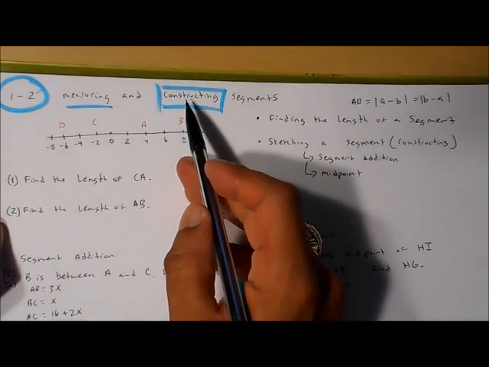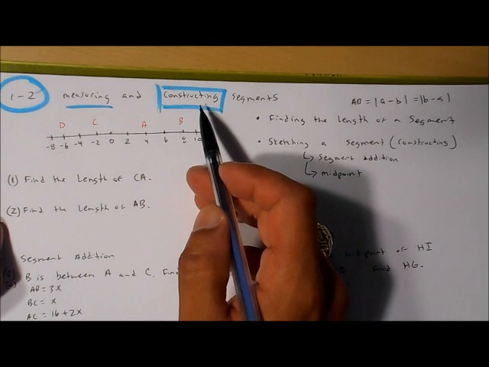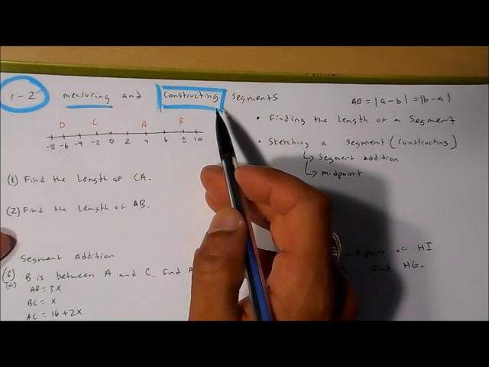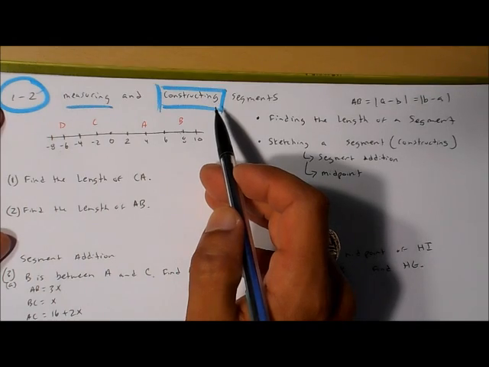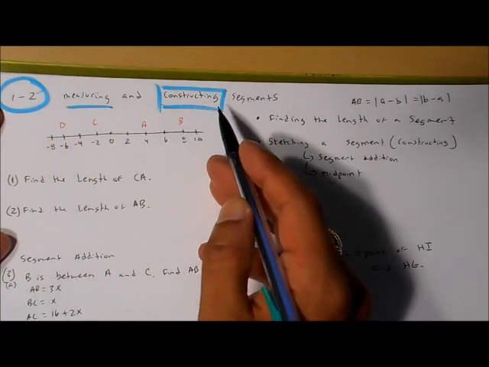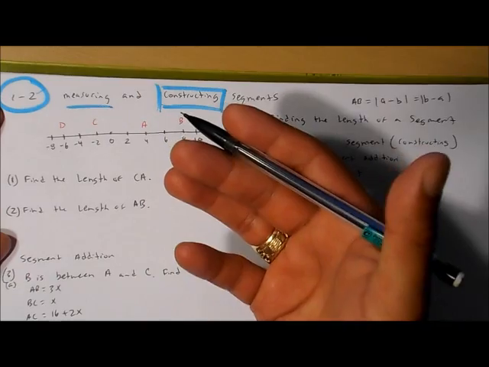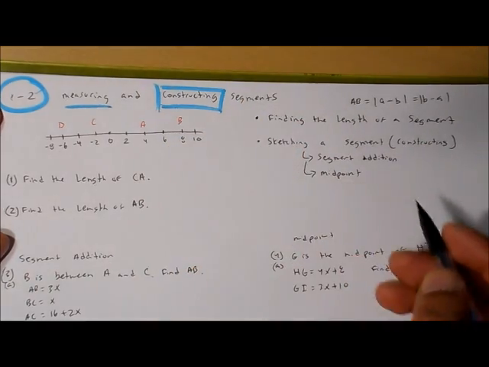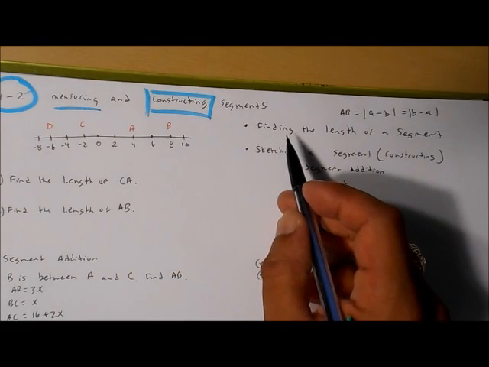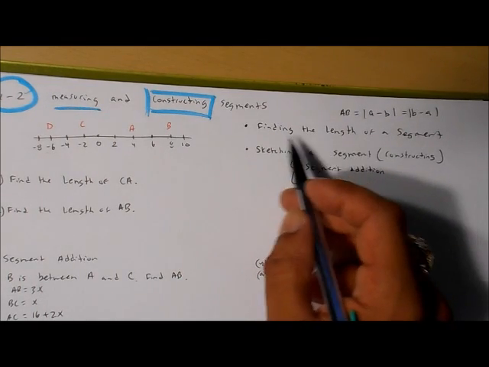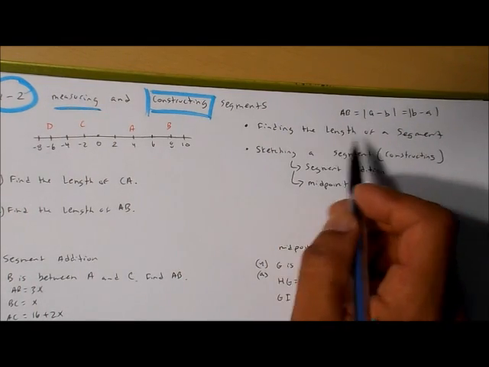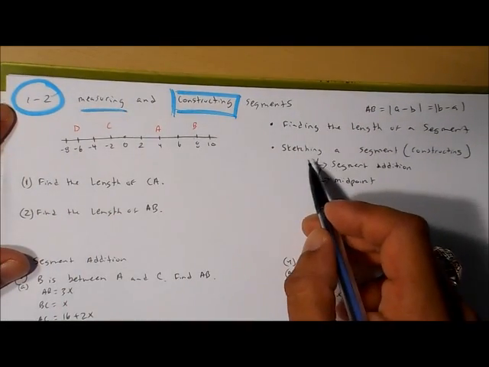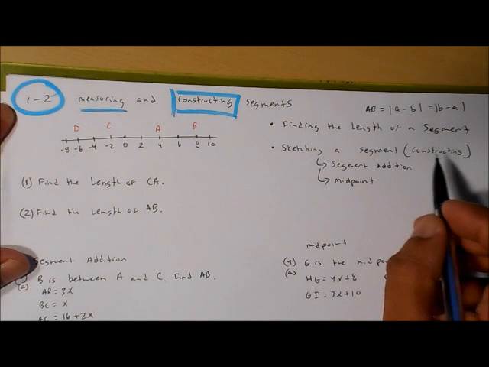Now constructing, think of it as a way of constructing segments. Think of it as sketching. You know how we've been doing in class, they give us certain points, and we are asked to draw the picture. You're going to have to draw the picture correctly to understand what you're trying to solve for. So finding the length of a segment is one of the main ideas of this section. Sketching a segment, in this case, is constructing.